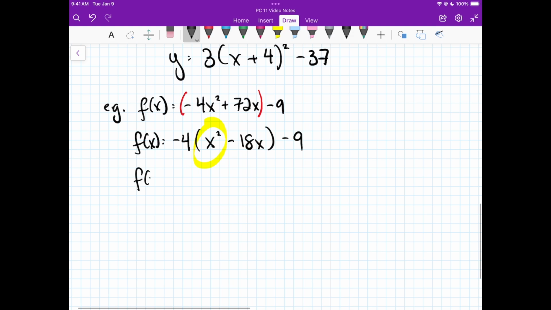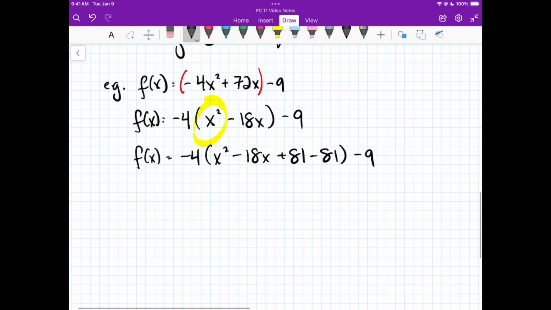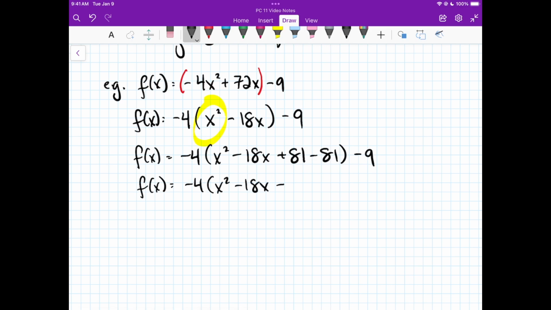We divide by 2, we square, and we add and subtract. So 18 divided by 2 gets me 9. And then 9 squared gets me 81. So I'm going to add and subtract 81. Still minus 9. And now I have to move that minus 81 out of the brackets. But again, remember, this is where people make that mistake. So you have to multiply this negative 81 with this negative 4 as you move it out of the brackets. So negative 81 times negative 4 is going to become positive 324.